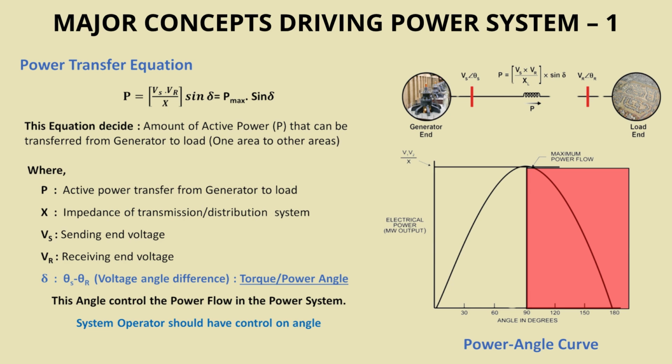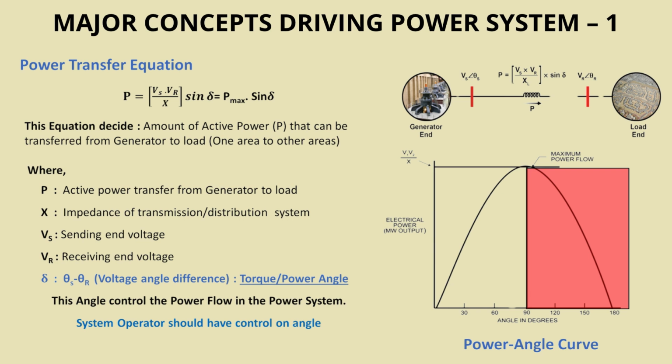And the presentation rightly points out system operators, the control systems, need to influence or manage this angle to control power flow and keep things stable. And the material shows that classic power angle curve. It's a sine wave, right? Shows power transfer increasing with the angle up to a maximum, P max, when delta hits 90 degrees.